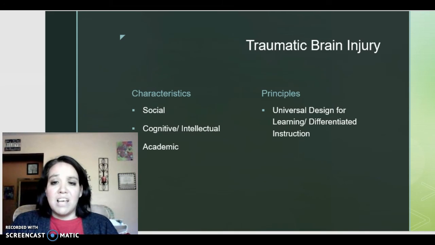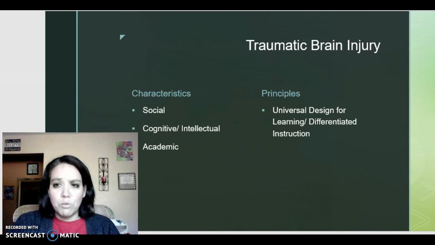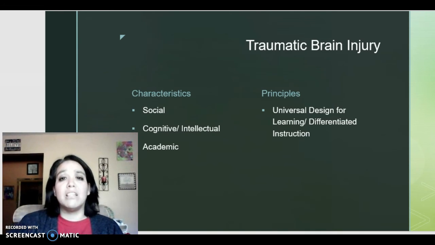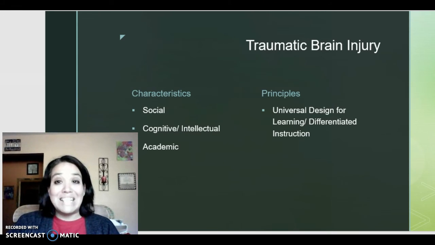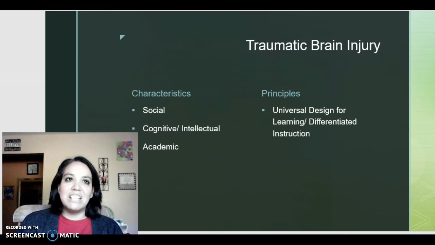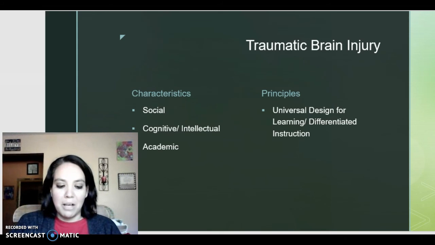The universal design for learning for a traumatic brain injury: there are several ways that you can help a student in a classroom. One way would be to provide repetition, just telling them over and over what they need to do. Also consistency. Keeping everything the same is very helpful. Giving them more time to complete an assignment is a great way to help these students.